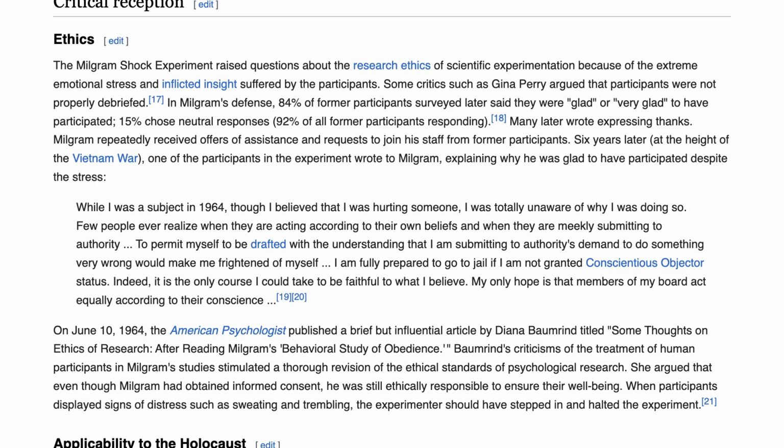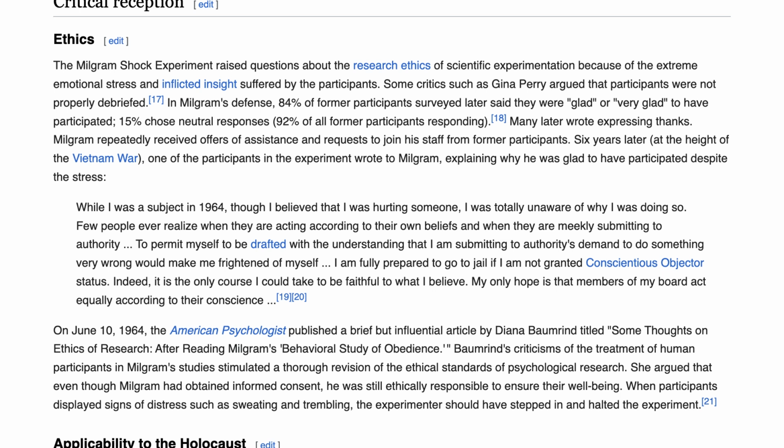Six years later, at the height of the Vietnam War, one of the participants in the experiment wrote to Milgram, explaining why he was glad to have participated despite the stress. "While I was a subject in 1964, though I believed that I was hurting someone, I was totally unaware of why I was doing so. Few people ever realize when they are acting according to their own beliefs and when they are meekly submitting to authority. To permit myself to be drafted with the understanding that I am submitting to authority's demand to do something very wrong would make me frightened of myself.